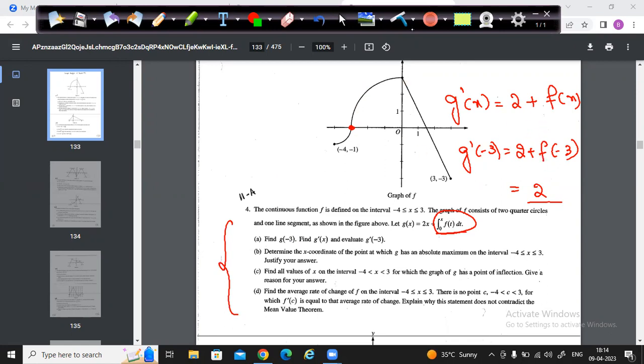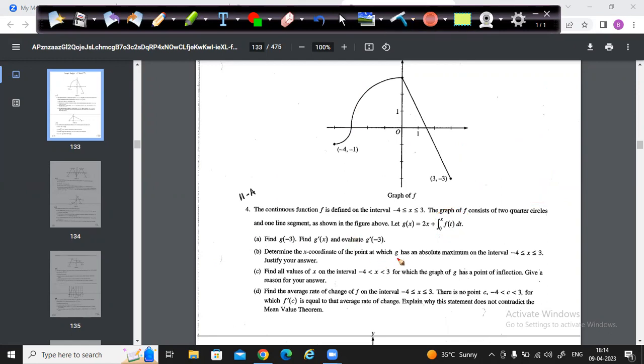Now see the next part. Determine the x coordinate of the point at which g has an absolute maximum on the interval. Justify your answer. So how do you find the absolute maximum? You need to find critical points. The absolute maximum can occur at the extremes or at the critical points. Correct, right? So determine the x coordinate where g has an absolute maximum on the interval minus 4 to 3.